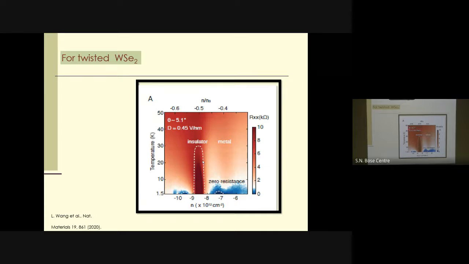But there's one more extra parameter which I didn't introduce earlier. They seem to be seeing this in the presence of an electric field. So in the absence of the electric field, they didn't have this. They didn't seem to have this big insulating state emerging over here at a particular carrier concentration. But in the presence of this electric field, they seem to.